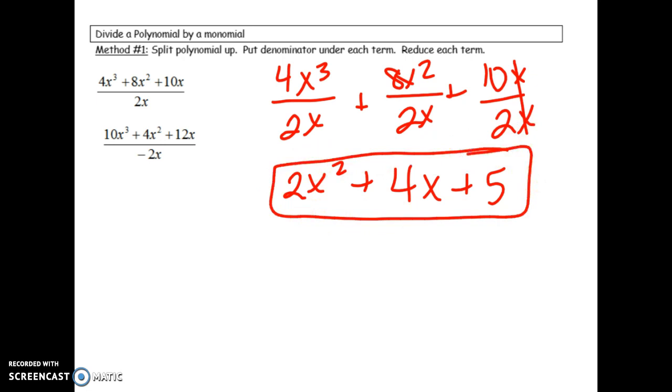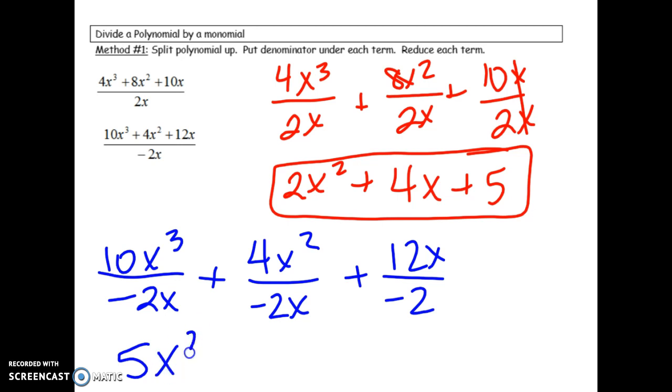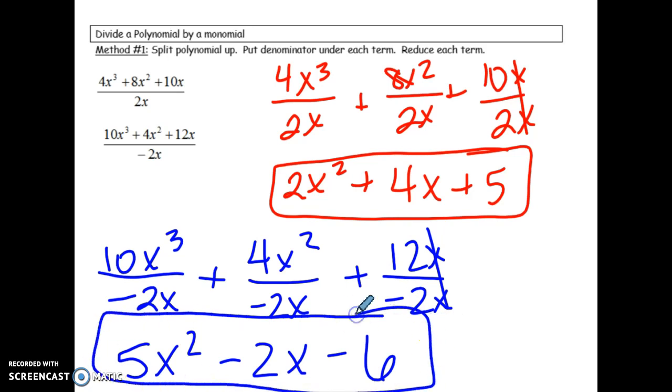Okay, so if I'm working on the second one, since it's a -2, I have to make sure that that is distributed to each place. Plus 4x squared divided by a -2x plus 12x divided by a -2. All right, so 10 divided by -2, that would give me 5, and then my x's go down to squared. And then my 4's, that would be a -2x. And then 12 divided by -2 is a -6. And, oops, I forgot the x down there. And then my x's cancel out there. So that is all I'm doing with these.